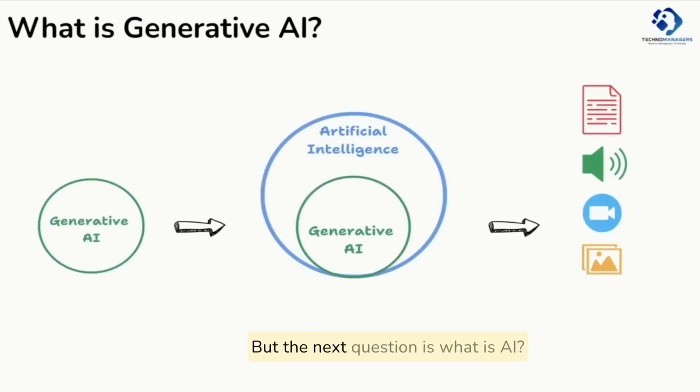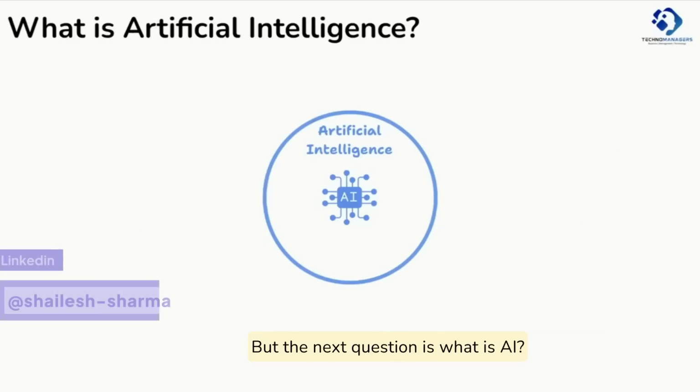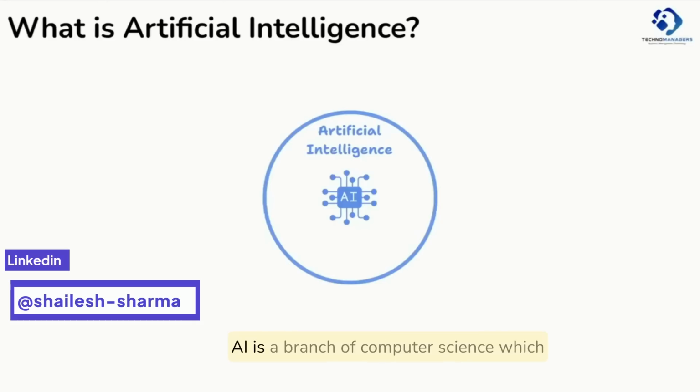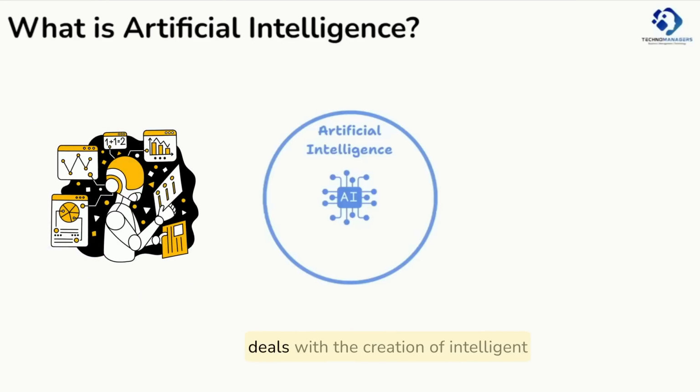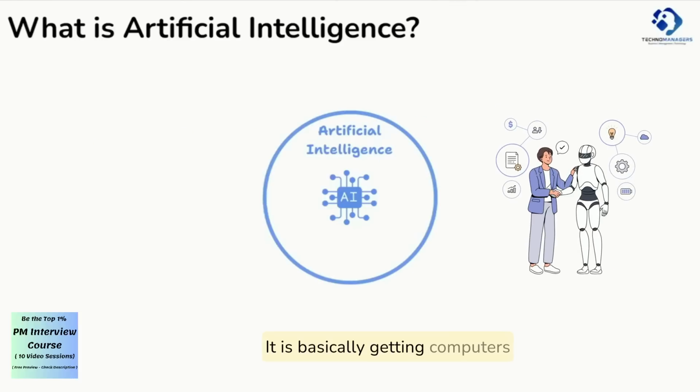Right? But the next question is, what is AI? So let's understand this. AI is a branch of computer science which deals with the creation of intelligent systems that learn and act on their own. It is basically getting computers to think and learn like humans.